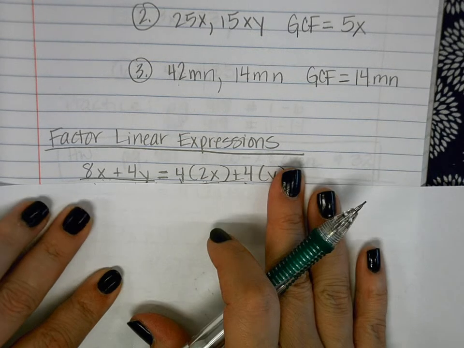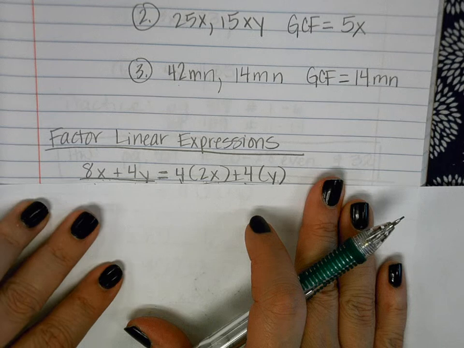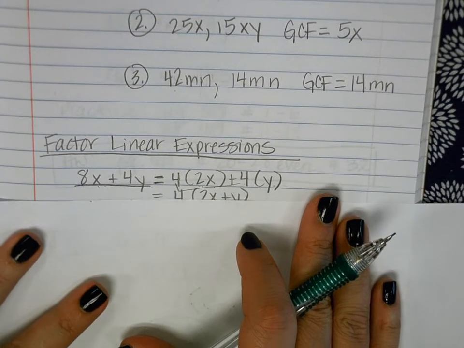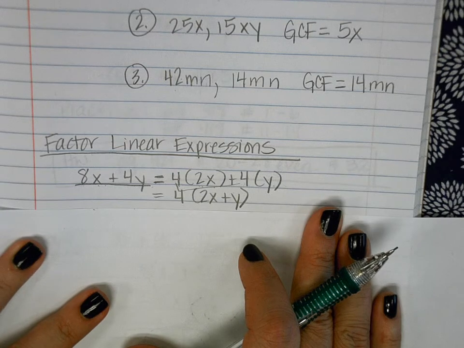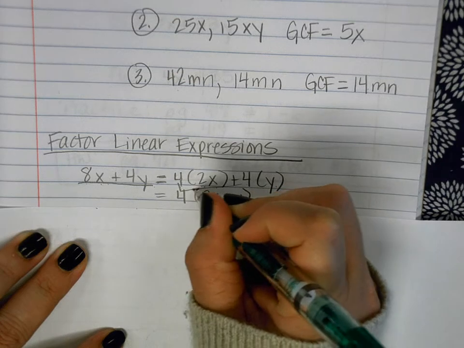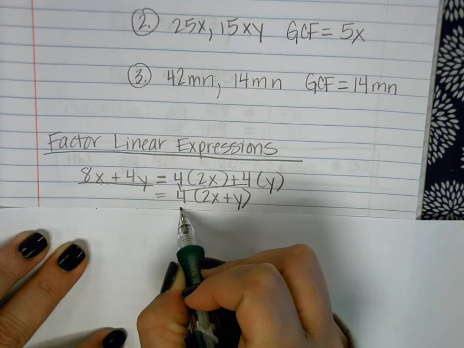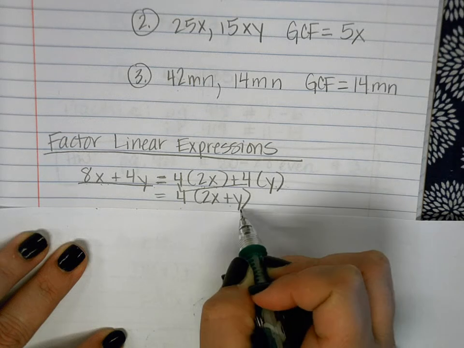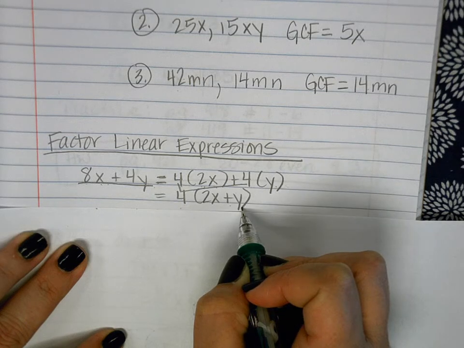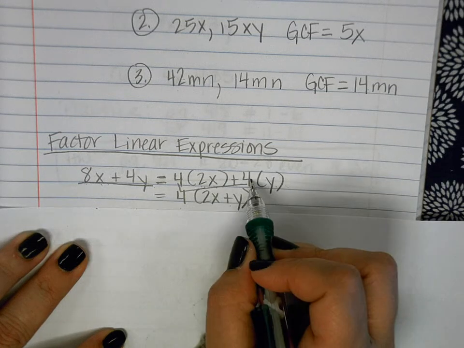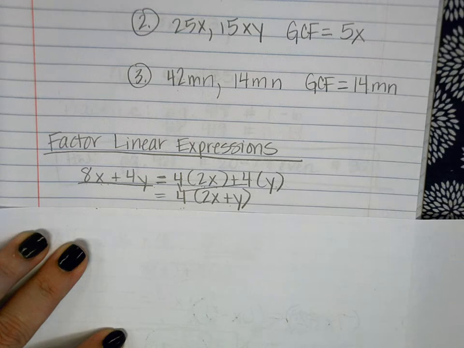Keep your eyes up here. Took 4 out of each. Now I can combine my parentheses. I'm going to leave the 4 that I took out of each thing on the outside, and then put the 2x plus the y on the inside. So I have a 4 out of both. I have a pair, so I take it out, just like we did a pair, right? Take it out, put it on the outside.